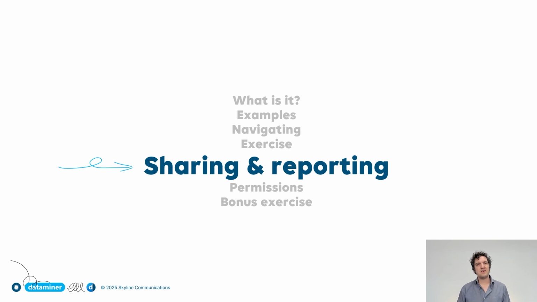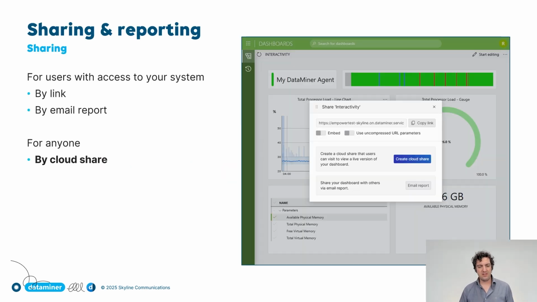Next thing we'll take a look at is sharing and reporting. You have made your dashboard, but you're making it for other users with access to your system. Then you can use the link of the dashboard, of course, to share it with them. If they have access to your DataMiner system, that's easy for them to do. What is also historically often used is email reporting. For that, it's less about interactivity, but actually we want to say, okay, I want to send a PDF report to this person or this group of people that shows the current state of my system.